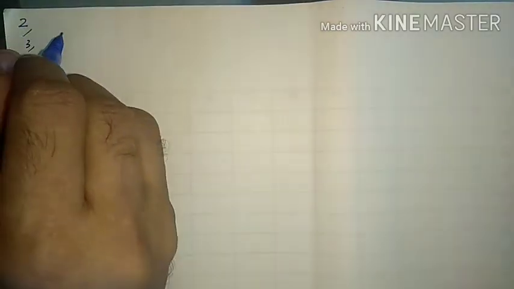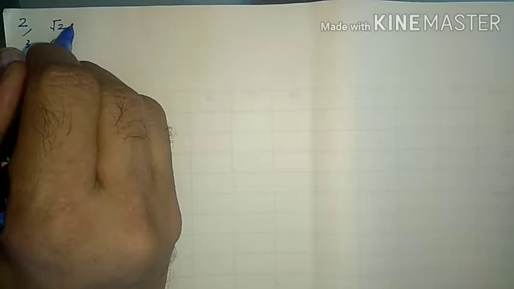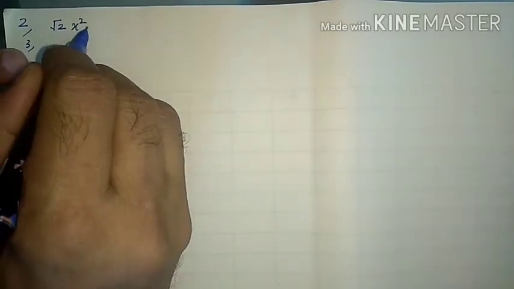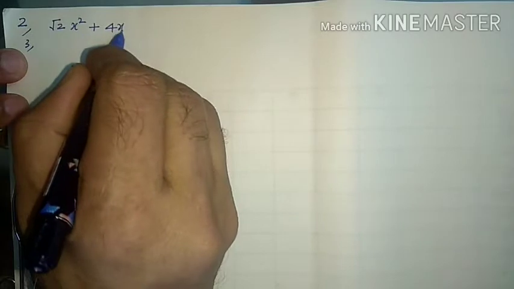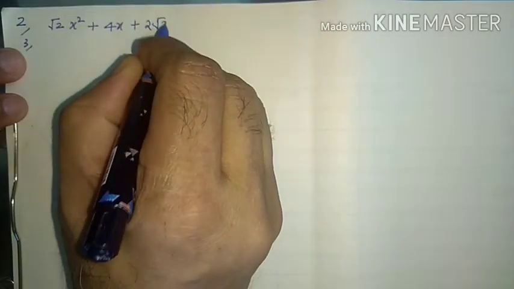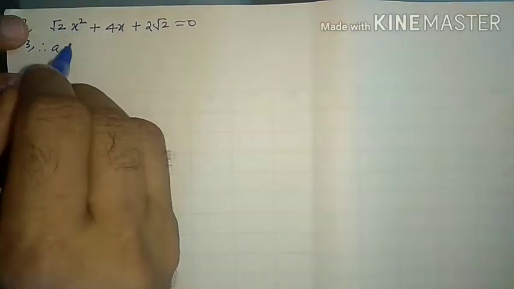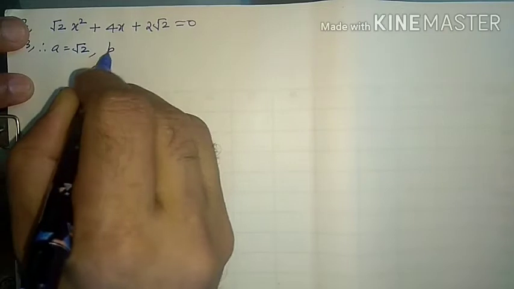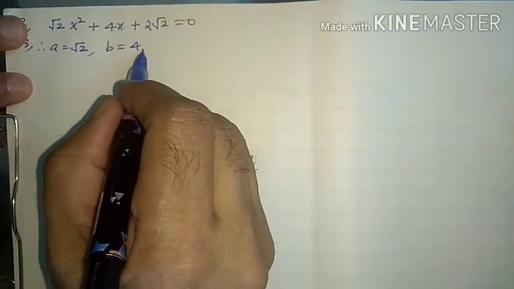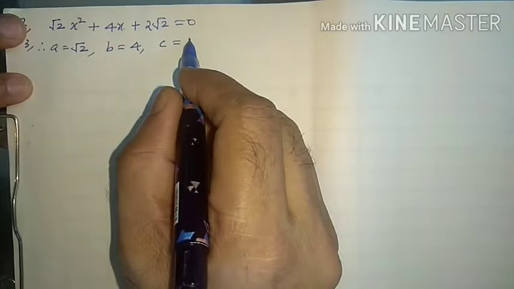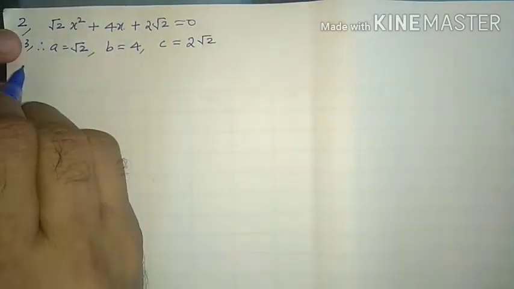Now we do question number 3 of question number 2. This is root 2 x square plus 4x plus 2 root 2 equal to 0. Here a is the x square coefficient, root 2. B is the x coefficient, 4. C is 2 into root 2.